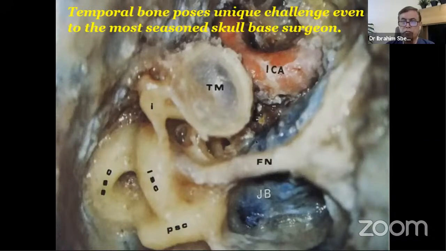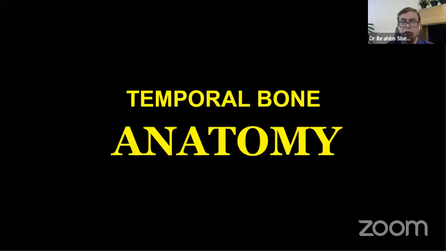And to conquer it surgically, you have to conquer it by knowing its anatomy. So this is a beautiful view from Sanna's textbook. We are on the right side. This is the middle fossa. And here, this is the facial nerve coming off here, the lateral semicircular canal. This is the tympanic part. This is the horizontal part coming out. This is tympanic membrane, the ossicles, the semicircular canals, the superior, the lateral and posterior one, and jugular bulb, and the carotid artery coming in. It's a unique arrangement. So let's look carefully at the anatomy.